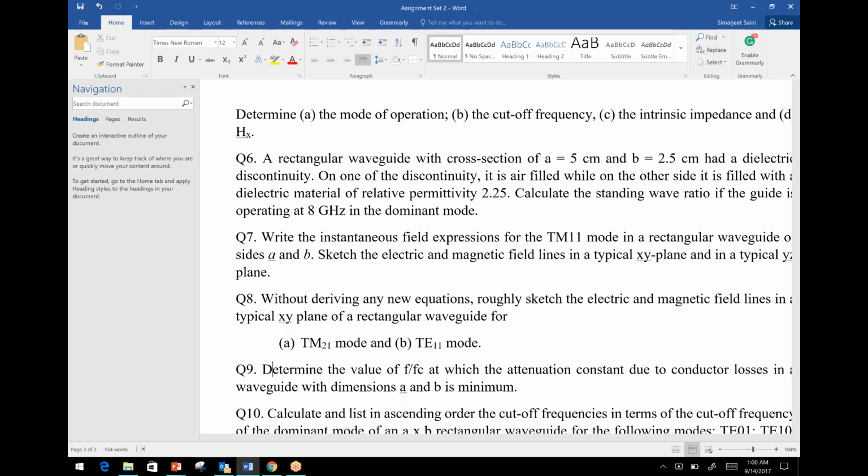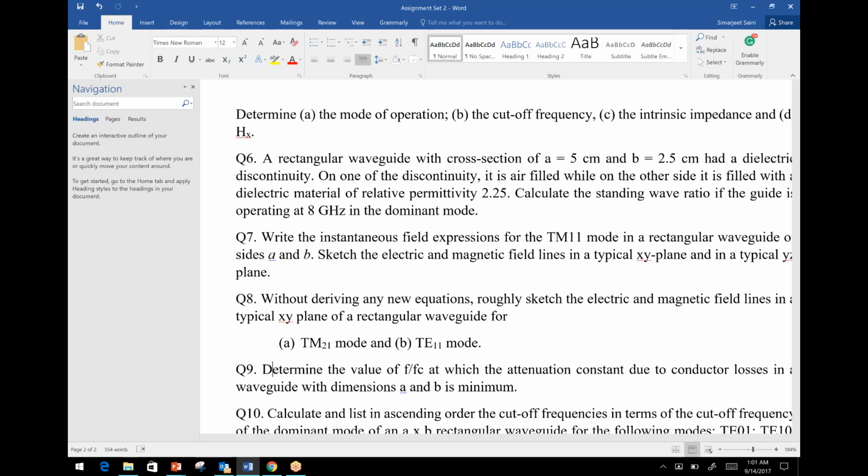Question 9 is, I had basically told you yesterday that the frequency at which the TE mode has the lowest attenuation is approximately twice the cutoff frequency. I want you to get that value. So basically, you have determined the value of f by fc. What frequency with respect to the cutoff frequency? What is that ratio at which the attenuation constant due to conductor losses is going to be minimum for a TE mode, given the dimensions of A and B.